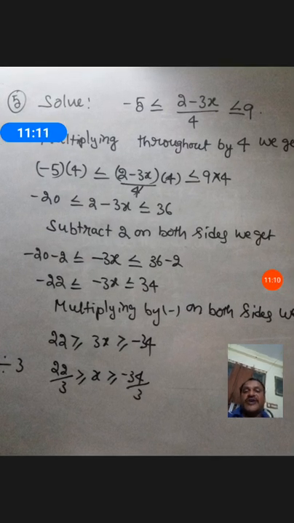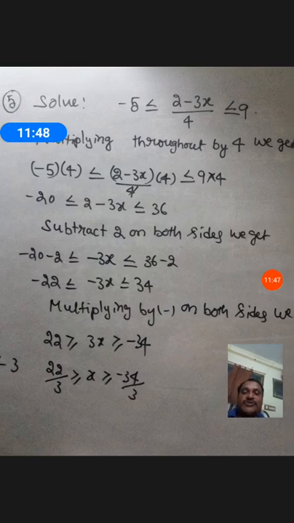Now we need to get our x values. For this, since 2 minus 3x is there, you subtract 2 on both sides. We get minus 20 minus 2 lesser than or equal to minus 3x, because 2 minus 3x minus 2, 2 and minus 2 will cancel and we end up with minus 3x lesser than or equal to 36 minus 2. Now minus 22 lesser than or equal to minus 3x lesser than or equal to 34.